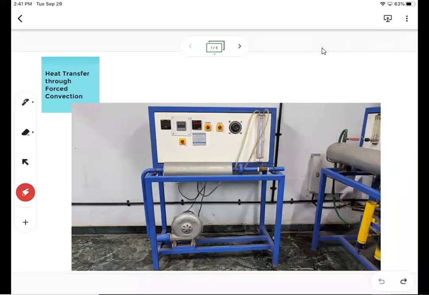And this is our test section. Basically, there is a heater over there, which will heat the air passing through this pipe. In all, in this experiment we are going to find out the heat transfer coefficient, that is h, and also the Reynolds number, Nusselt number, and Prandtl number. Okay, so let me go to the next page.